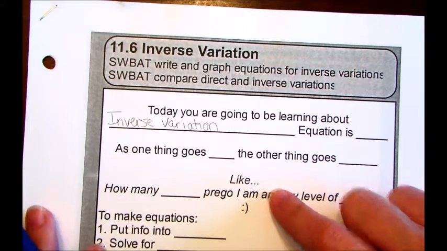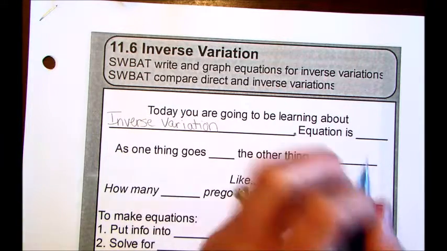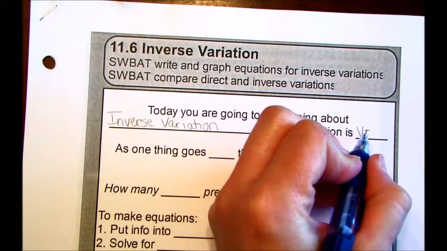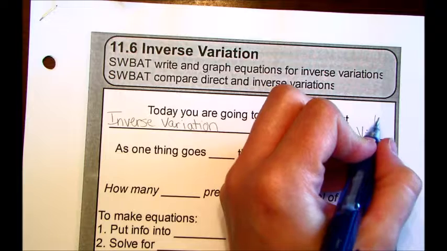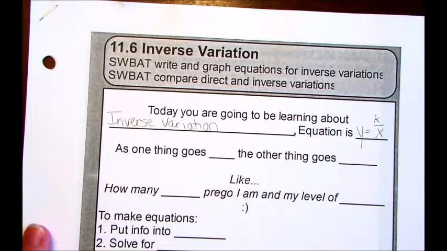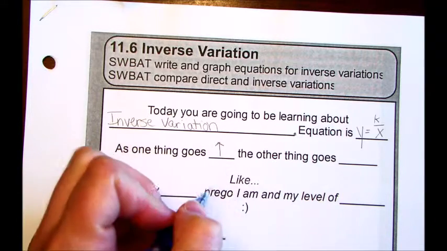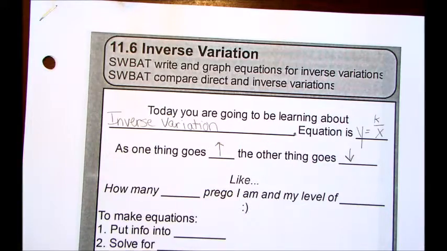Fill that blank in. There should be a period here. The equation for inverse variation is y equals, not y equals mx plus b, but y equals k divided by x. K is called the constant of variation. As one thing goes up, something else goes down. That's what inverse variation means.